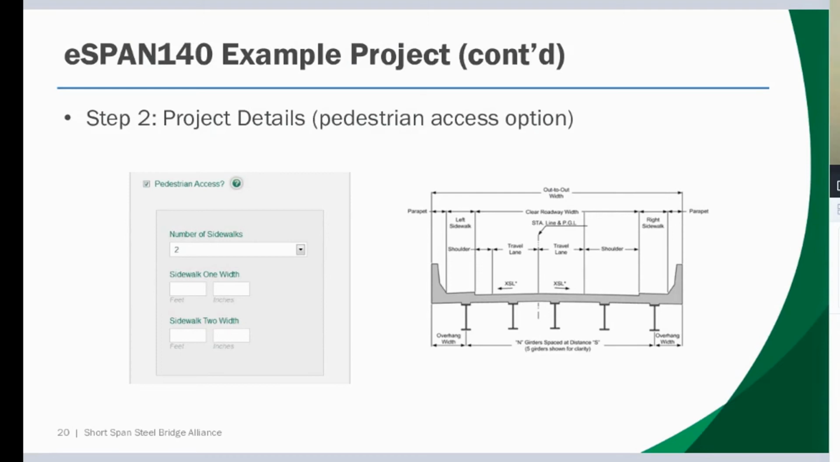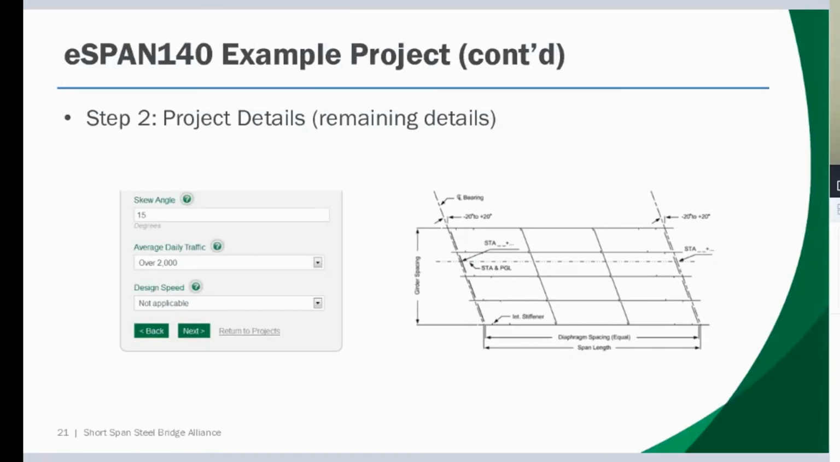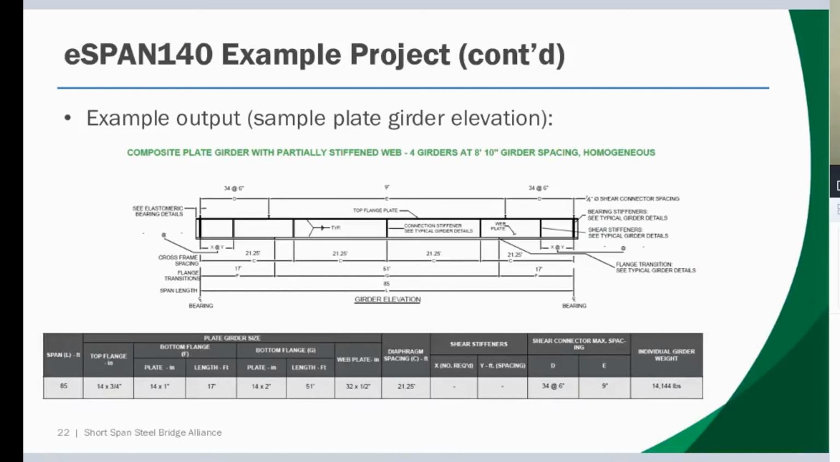You can also specify if you would like to incorporate sidewalks. You can say if there's 1 or 2 sidewalks and how wide they are. I'm not going to use one for this input, but I just wanted to show you that you can specify that. Last thing is that you would enter your skew angle, your ADT, and your design speed. The ADT and the design speed really won't affect the roll beam and plate girder solutions, but it can affect other solutions within eSPAN. And then that's really it.